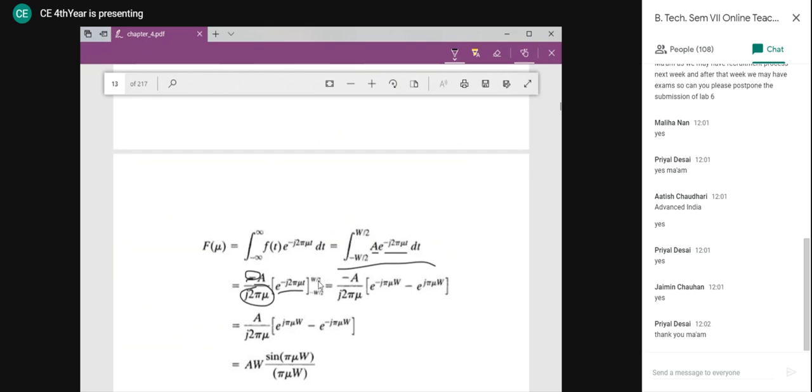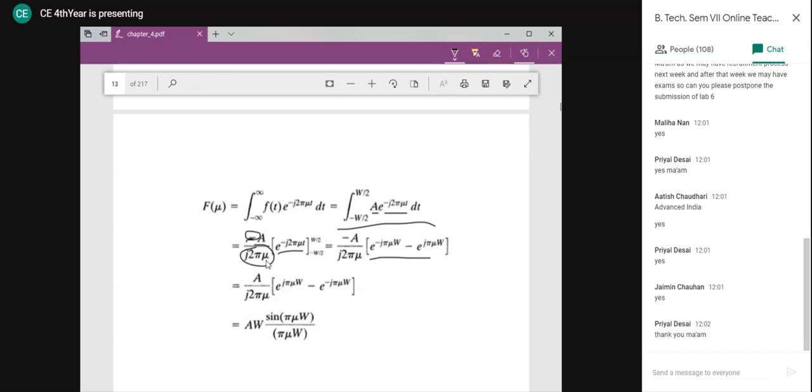So here t is replaced with w by 2, then t is replaced with minus w by 2, and this is the solution. That division of the denominator by 2 is getting cancelled by this 2. So that is what I have here. Now further, if I simplify it, if I use this 2j here, and if I change the order of these negative terms, multiplying this minus 1 inside, it is going to look like A by pi mu.